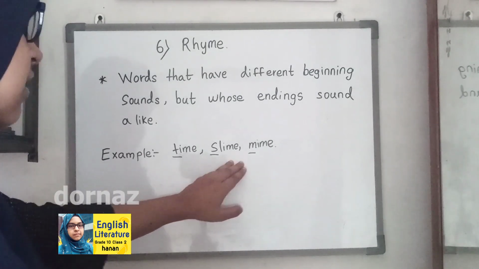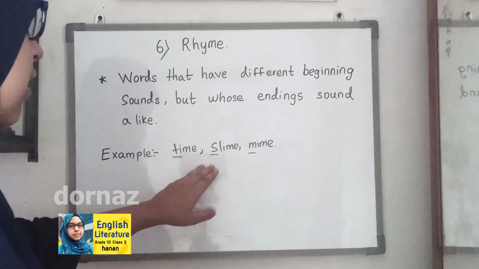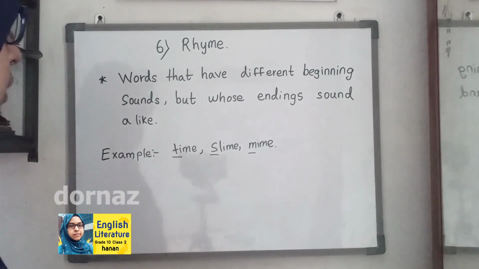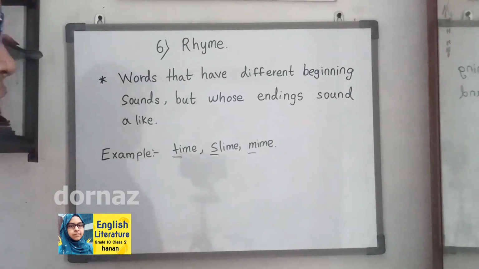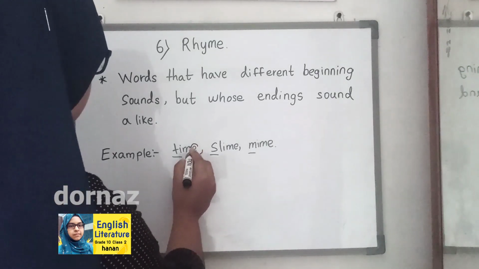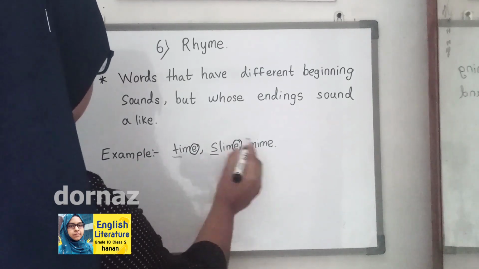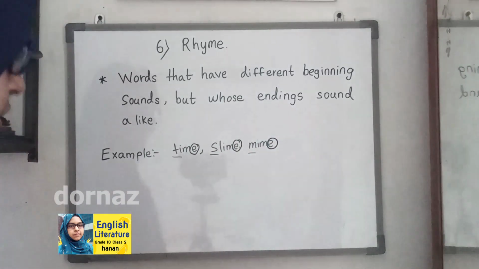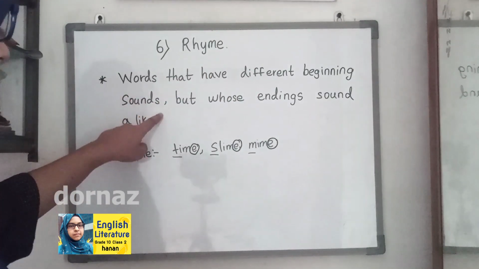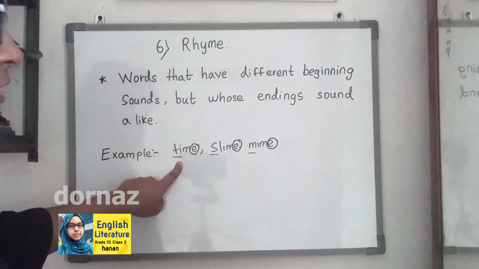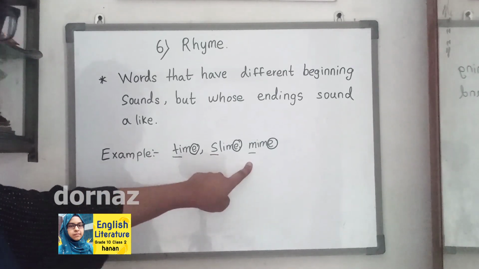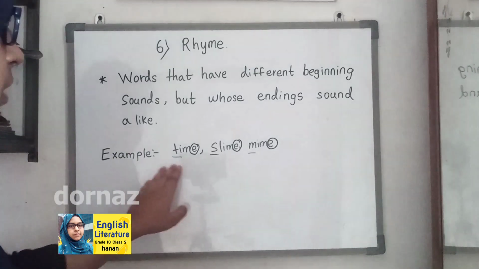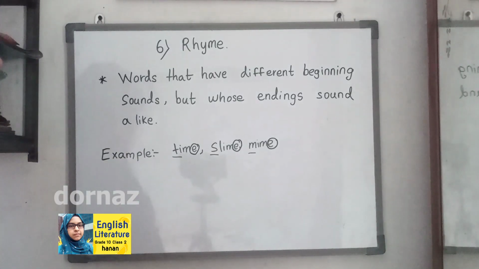Consider these words as a line. These words are beginning with different letters. So, when we are going to discuss rhyme, we have to note the ending letter. E, E, E. Words that have different beginning sounds. Time starts with T. Slime starts with S. Mime starts with M. So the beginning letters can be different, but the ending part of the words has to be the same.